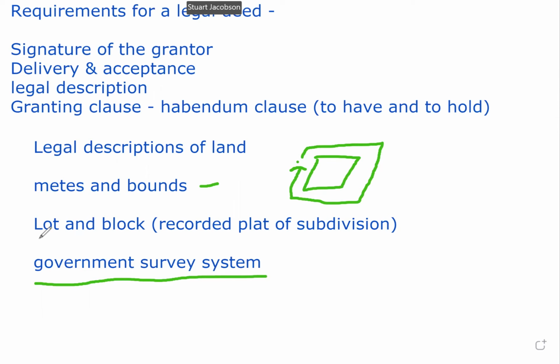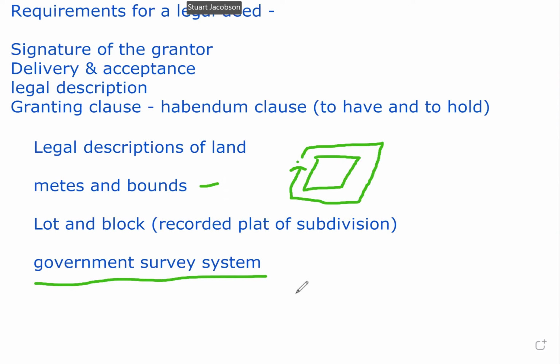But first, let's talk about lot and block, also known as recorded plat of subdivision. This is the primary way that we will probably describe land on basically the East Coast. Also, states that use the government survey system are also going to use a lot and block system in a lot of them. It's a very easy way to describe land because you just get a map, you number the block, you number the lots, and you have a legal description. Think of it as like a super address. It's basically like an address, but it's considered a legal description. That's really what it is, and it's a very useful way to describe property. So in New Jersey, we're going to be using that.